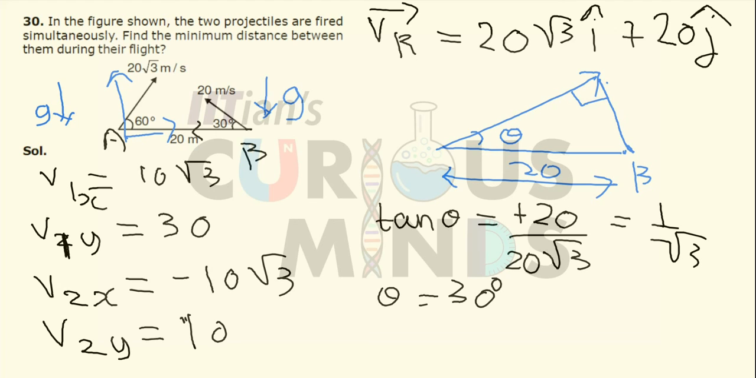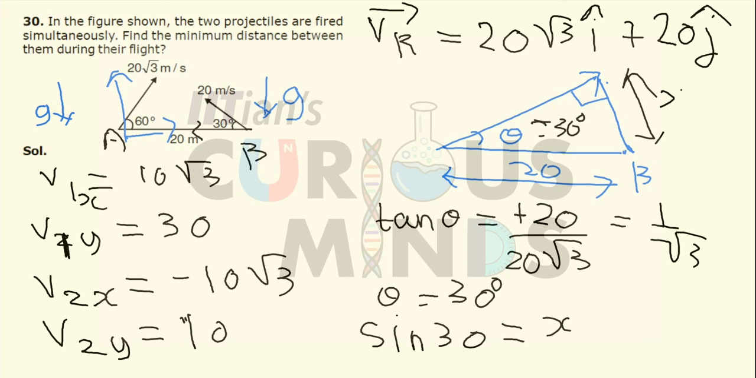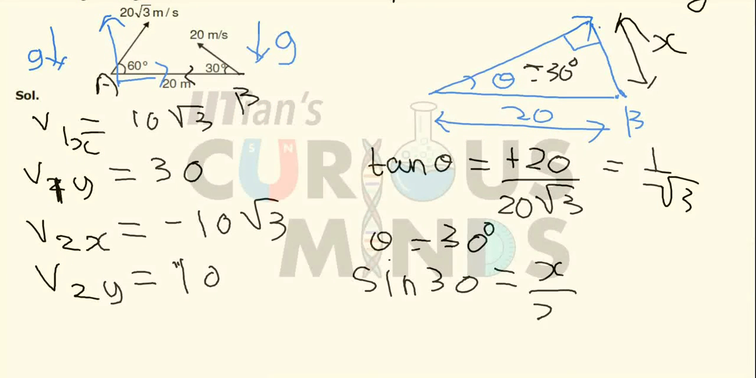Now since theta is equal to 30 degrees, we have to find out the minimum distance, that is, we have to find out this distance. Sin 30 is equal to opposite upon hypotenuse. Opposite is x, the minimum distance, whose value I do not know, and the hypotenuse over here is given as 20. So x will come out to be 20 times sin 30, and sin 30 is equal to half, so x is equal to 10. So the minimum distance between them is equal to 10 meters.